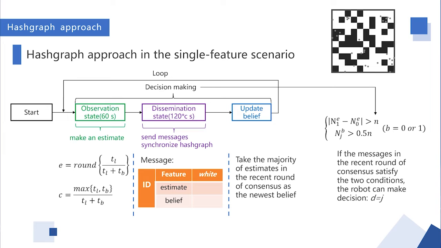During both states of a robot, once it receives a message from its neighbor, which means they are in communication range, it will synchronize the hashgraph with this neighbor and bundle the received message into the newest event. Once reaching a consensus on a group of events, each robot will make a decision according to the right two formulas. The two formulas demand that both the number of estimates and that of the beliefs are above the corresponding thresholds.